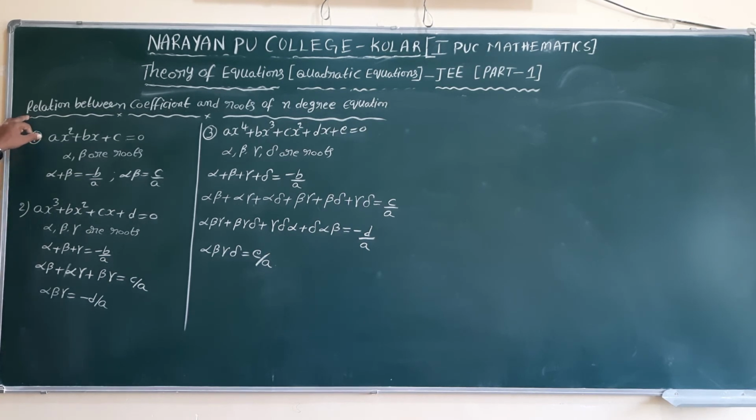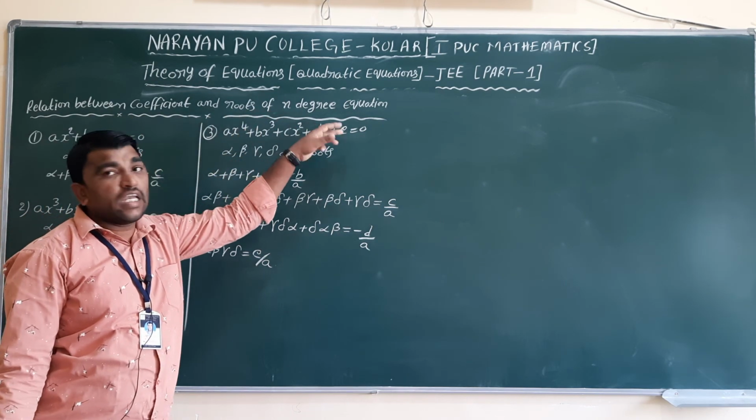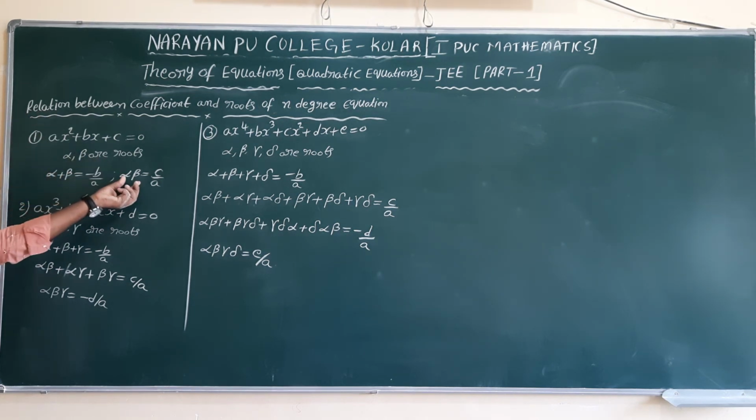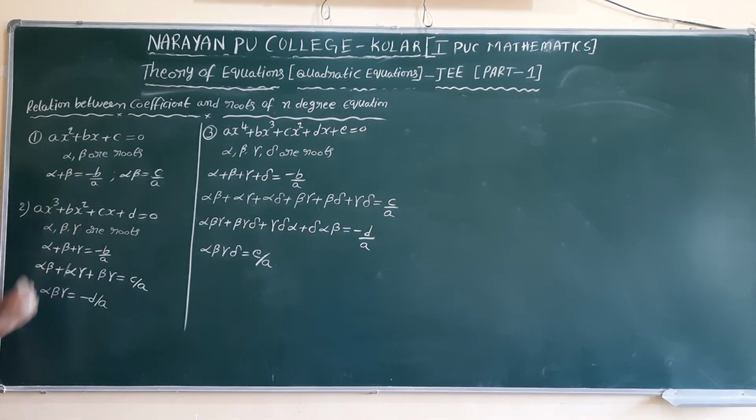And last concept in this theory of equations, relation between coefficients and roots of nth degree equations. Suppose second degree equation, already we know sum of the roots is minus b by a, product of roots is c by a. If you take degree 3, ax cube plus bx square plus cx plus d equal to 0, here 3 roots will be there, alpha, beta, gamma. First sum of roots, alpha plus beta plus gamma equal to minus b by a. Product 2 at a time, alpha beta plus beta gamma plus gamma alpha is equal to c by a. Next, product of 3 roots is minus d by a.